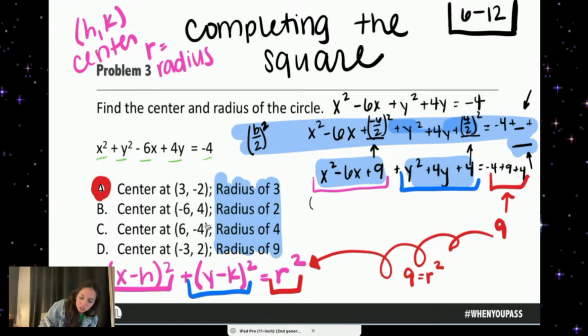So I could sit here and try to factor it, but the beauty of completing the square is that I know it's going to be x plus whatever the b divided by 2 part is without squaring it. So b divided by 2 was negative 6 divided by 2, which was negative 3. So it's actually going to be x minus 3 squared plus, see if you can do the y part.